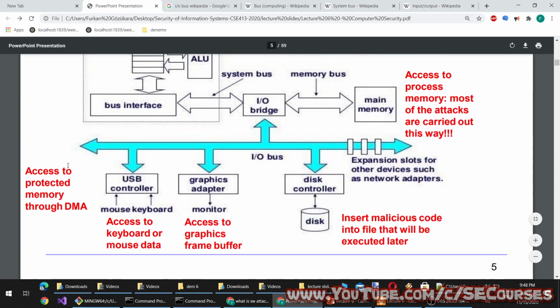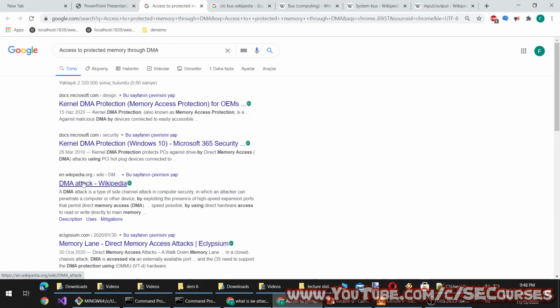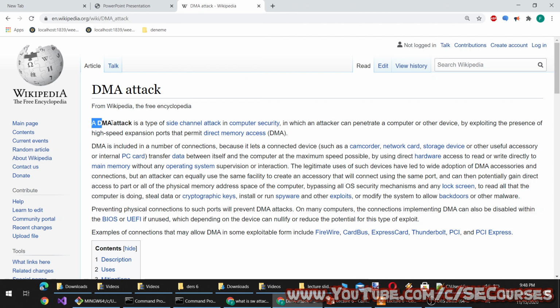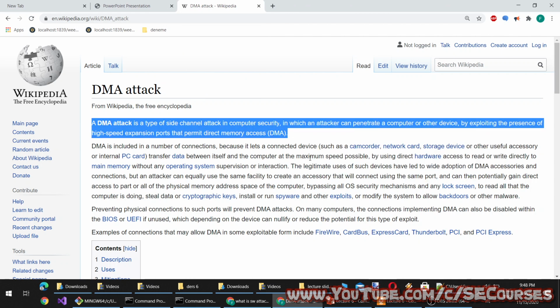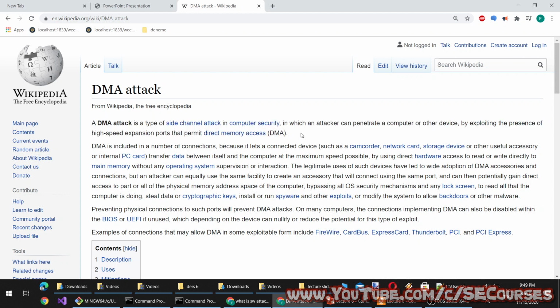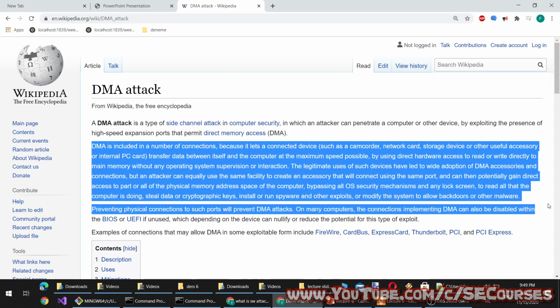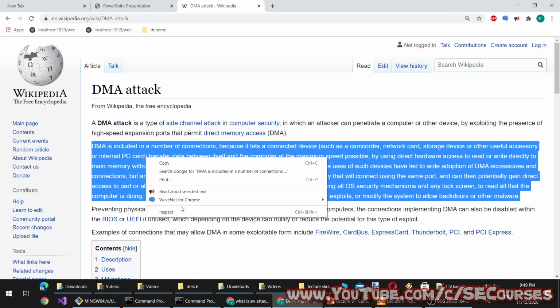And so let's see. You see access to protected memory through DMA. This is a vulnerability. Okay, let's look for it on the internet. And okay, you see there is DMA attack. A DMA attack is a type of side-channel attack in computer security, in which an attacker can penetrate a computer or other device by exploiting the presence of high-speed expansion ports that permit direct memory access, DMA. So DMA is direct memory access.